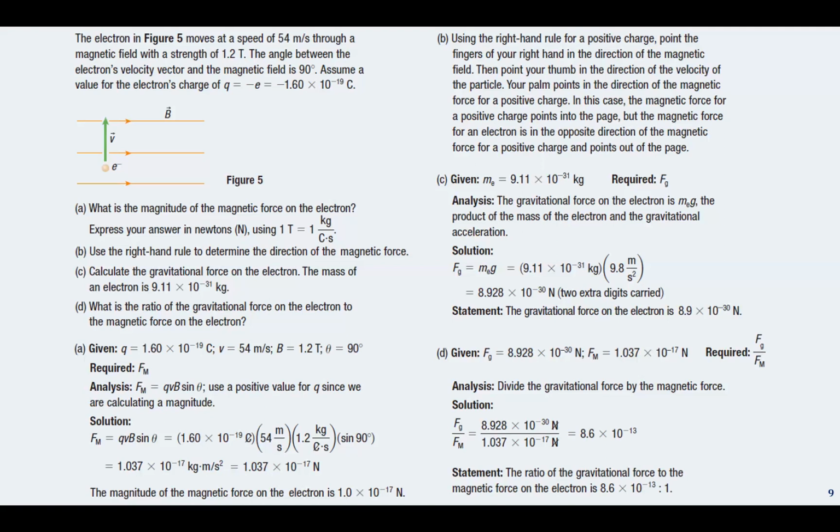So for a positive charge, we can point the fingers of the right hand in the direction of the magnetic field, then point the thumb in the direction of the velocity of the particle. The palm points in the direction of the magnetic force for a positive charge. In this case, the magnetic force for a positive charge points into the page, but we know the magnetic force for an electron, which has a negative electric charge, should be in the opposite direction of the magnetic force for a positive charge, and should be pointing out of the page.